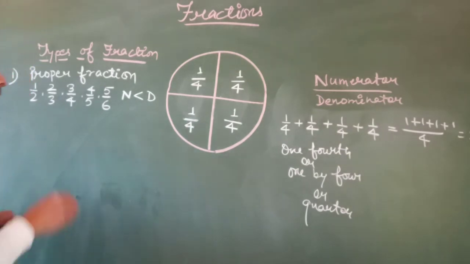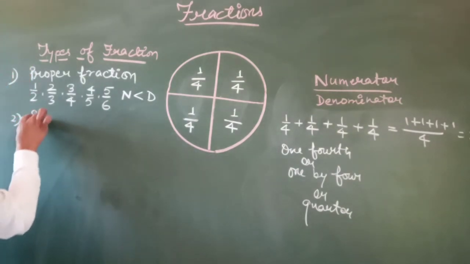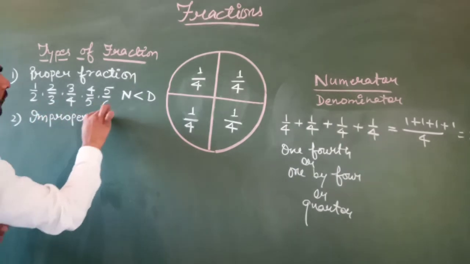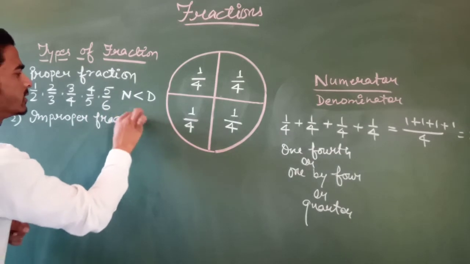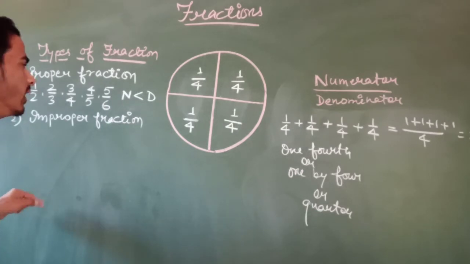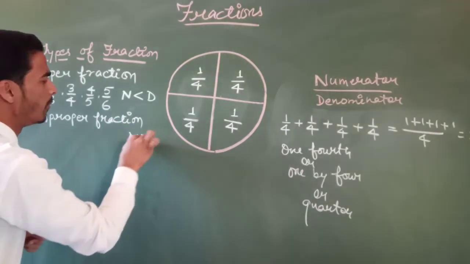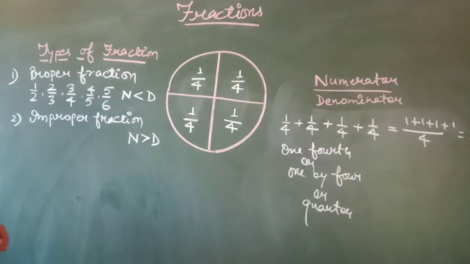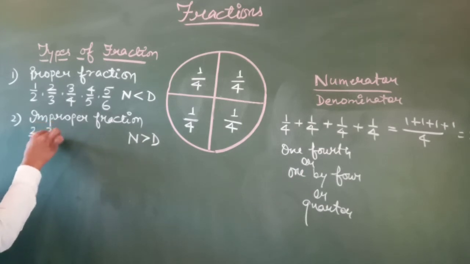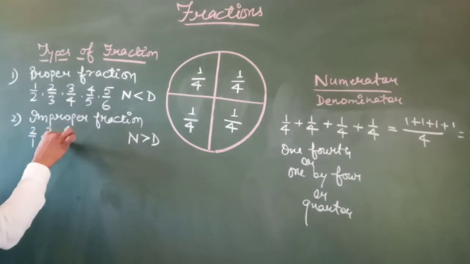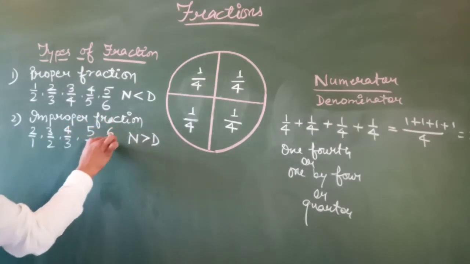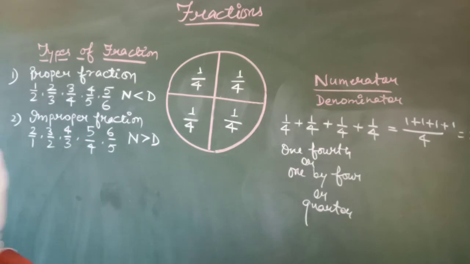Second is improper fraction. In an improper fraction, the numerator is greater and the denominator is smaller. Fractions of such type are 2 by 1, 3 by 2, 4 by 3, 5 by 4, and 6 by 5. These fractions are called improper fractions.